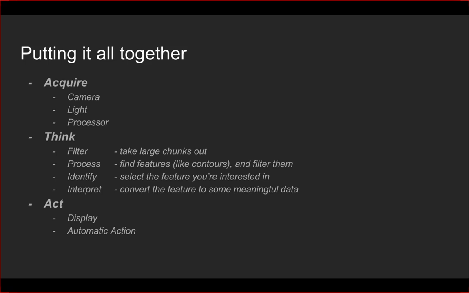Then identify, which further narrows it down to which of those main features you really do care about, which one you want to select for your upcoming algorithm or whatever in acting. And then interpreting. So interpreting that data to convert to something meaningful, like how many degrees am I off from the target or something like that. Then you have acting, which you can either do displaying the data or automatic action, or preferably both.